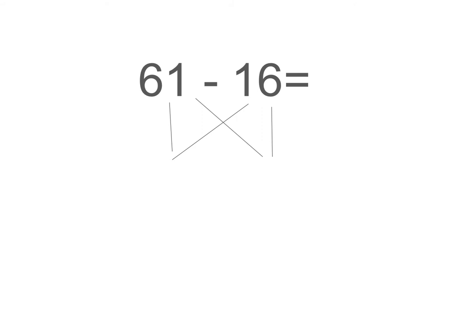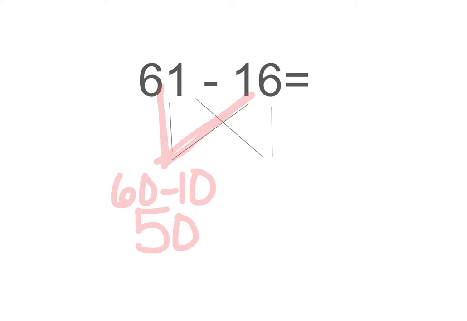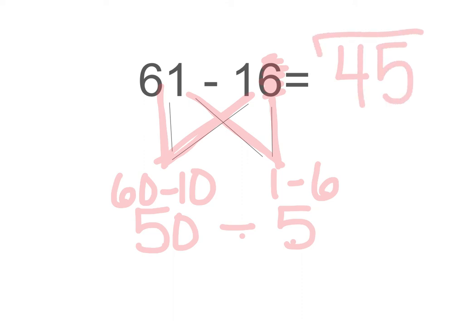61 minus 16. Again, we're going to take our tens and we're going to say 60 minus 10. So 60 minus 10 equals 50. Then we'll take our ones column and say 1 minus 6. Notice the 6 is larger. So 1 minus 6 equals a negative 5. 50 minus 5 equals 45. Great job.